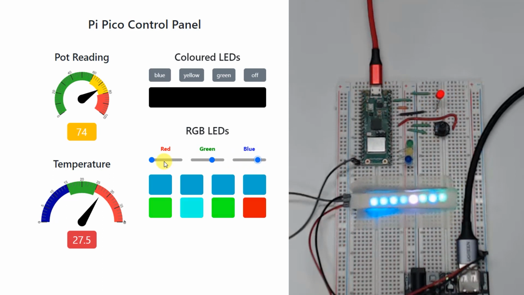And you'll see as well we're also reading the inbuilt temperature sensor on the Pi Pico, and then these 4 colour blocks down here should relate to the 4 neopixels which are being driven here, and we should see that the colours are matching up as they cycle through.